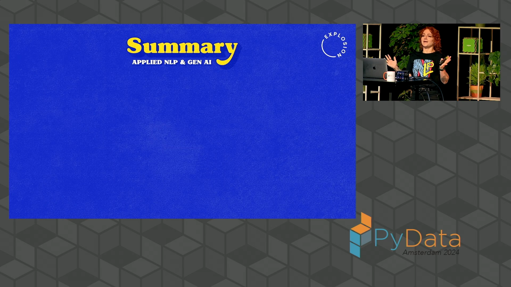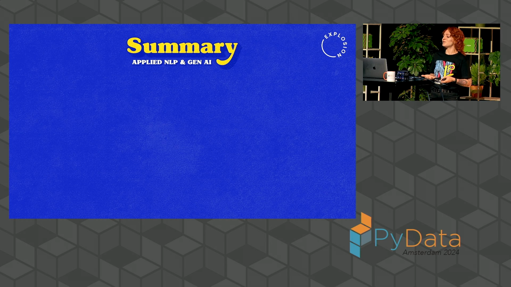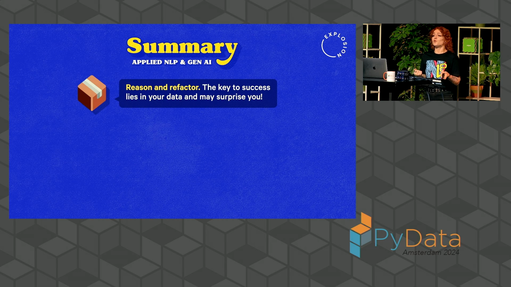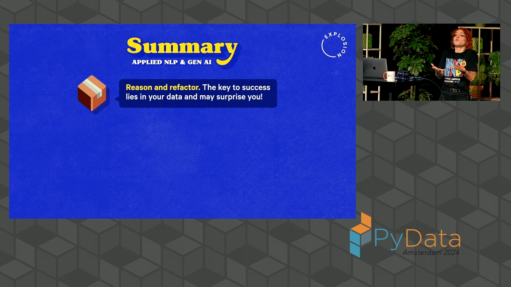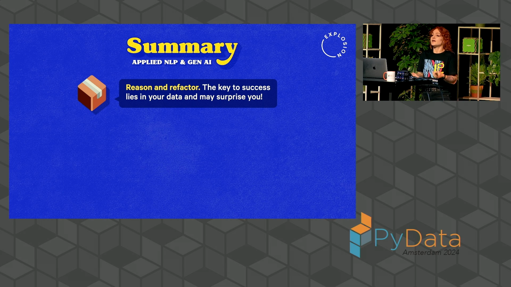So to sum up what I've been talking about today and my thoughts for how we should approach applied NLP and getting stuff done with all the new opportunities we have available with generative AI, I think it's really important to always take a step back and reason and refactor your solutions. It's still true that everything that matters is in your data. And just like it is with code, where the first idea you have is usually not the best one and the one you end up shipping to production, the same is true for data and the structure of data.